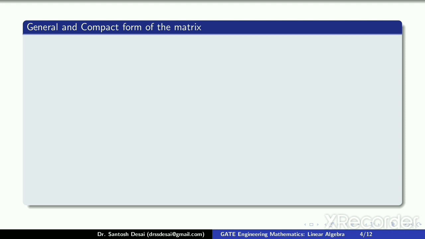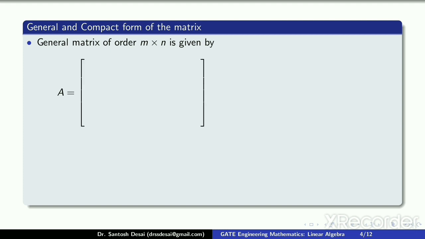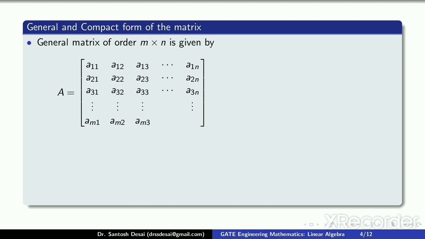Now, we define general and compact form of the matrix. General matrix of order m by n, that is matrix having m rows and n columns, is given by capital A is equal to first row is A11, A12, A13 and so on A1n. Second row is A21, A22, A23 and so on A2n. Third row is A31, A32, A33 and so on A3n. Continuing in this way, last row of the matrix is Am1, Am2, Am3 and so on Amn.